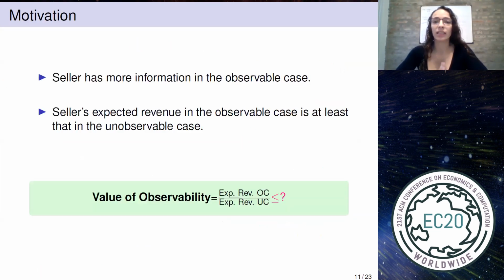So note that in the observable case, the seller has more information than in the unobservable case, and then the seller's expected revenue in the observable case is at least the one in the unobservable one. So the main goal of the work is to understand how much better could the observable case be. And to do that, we bound what we call the value of observability. And we define the value of observability as the ratio between the expected revenue of the seller in the observable case and the expected revenue of the seller in the case where she's not able to observe the arrival.